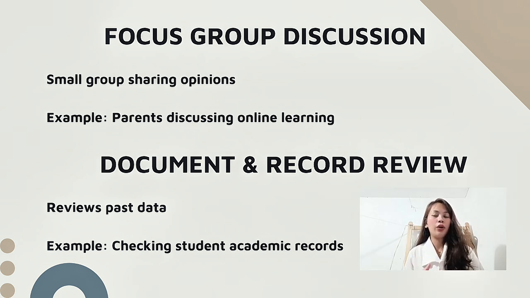Document and record review. Reviews past data. For example, checking student academic records. Document and record review uses existing materials such as reports, logs, or official documents. It's cost effective and saves time since the data already exists. For instance, a researcher can review academic records to track student performance over several years.